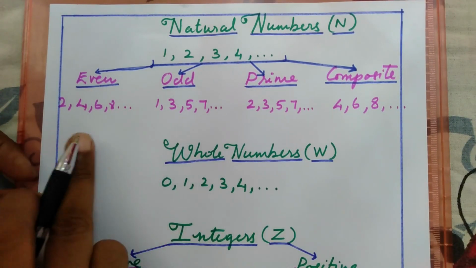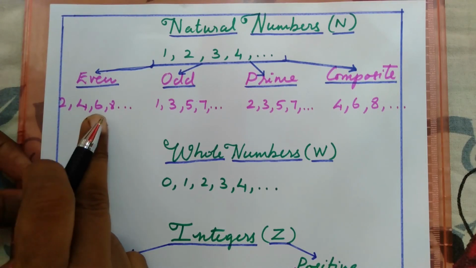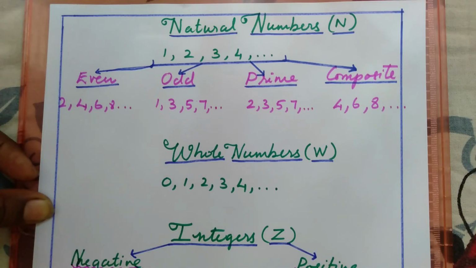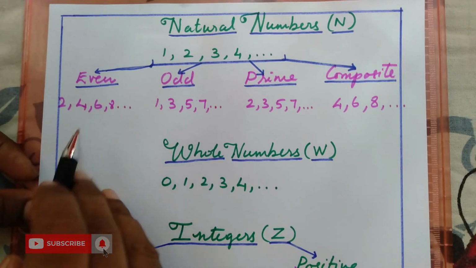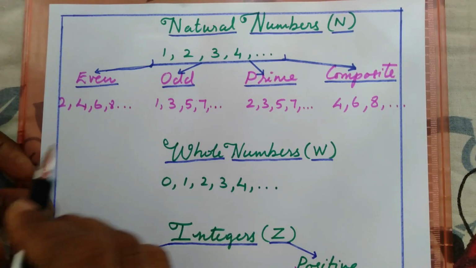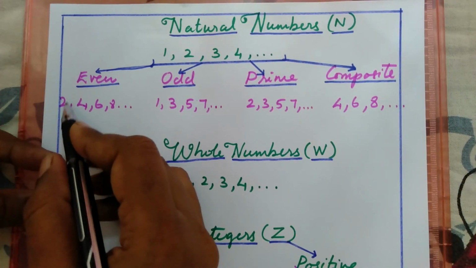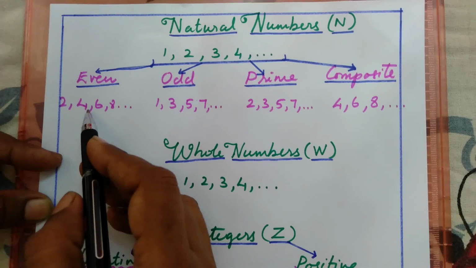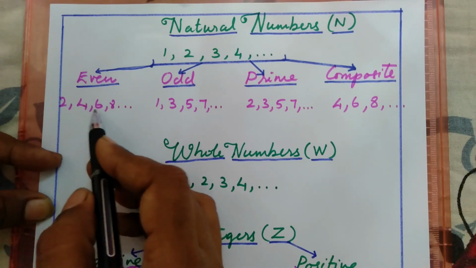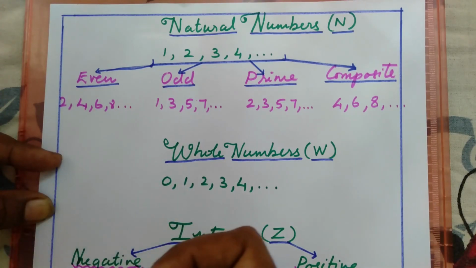Now even numbers, as we all know, start from 2, then 4, 6, 8 and go on and on. You can also say that they are the multiples of 2. What are even numbers? Even numbers are those numbers which can be divided by 2. If you divide 2 by 2, it is wholly divisible by 2. So 4, 6, 8 can also be divided by 2 without getting a remainder. So these are even numbers.